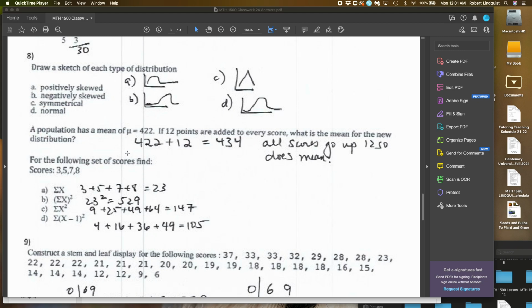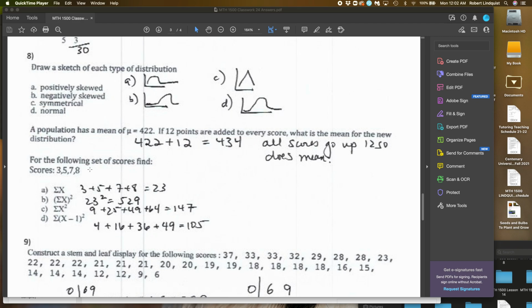Okay, for number 8 there's actually 3 parts. A population has a mean of 422. If 12 points are added to every score, what's the new mean going to be? It'll be 434, because if every single score goes up by 12 points, then that means I would have a whole bunch more 12s added in and then divided through. So this mean is going to go up by that 12 points also, because every other score went up by 12 points.